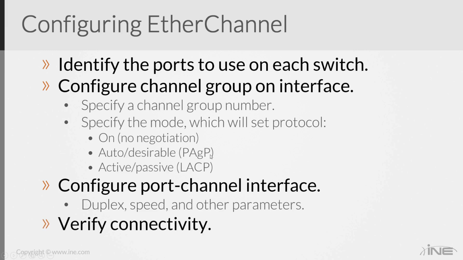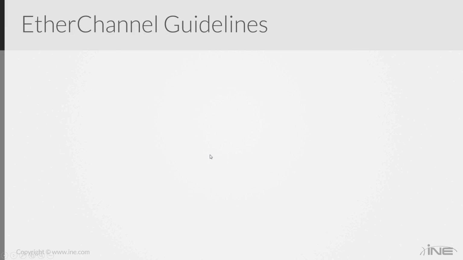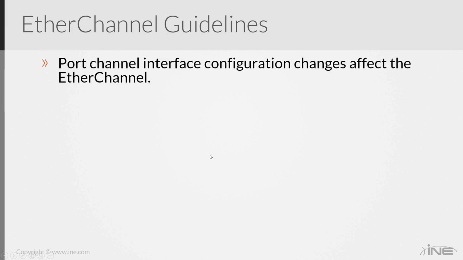And verifying connectivity. Now, a couple of other things need to be in place, and we have some guidelines for you guys just so you're aware of it. When you're dealing with port channel configuration, the port channel interface configuration changes affect the EtherChannel. So that's going to be the individual interfaces. If I go to interface port-channel 12, for instance, and I say switchport mode access, and they were originally configured as trunks, that's going to change them over to access.